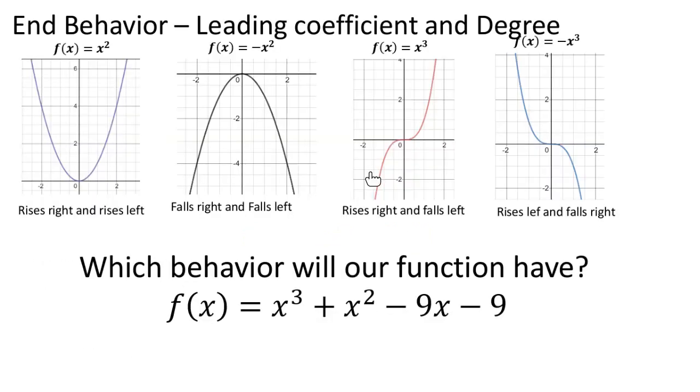A review, just for those of you that, this was from section 2.2, I believe. So if you have an even power with a positive leading coefficient, then we say that the graph rises to the left and rises to the right. If you have a negative leading coefficient with an even power, then the graph falls left, falls right.